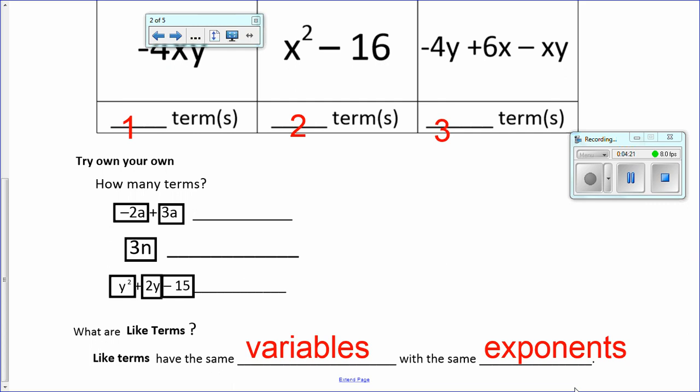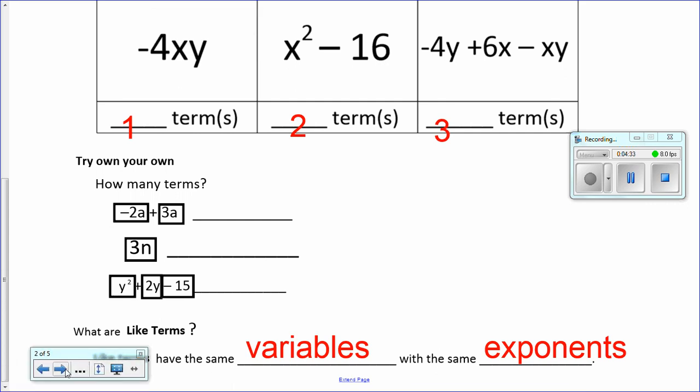So x and x squared aren't actually the same. X and x are the same. 4x and x are the same. Okay? So, keep that in mind.